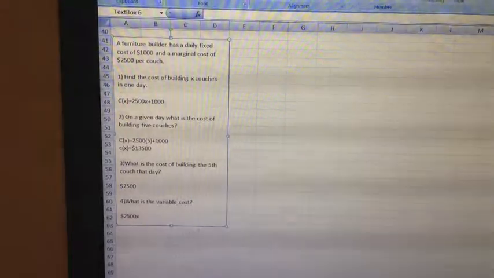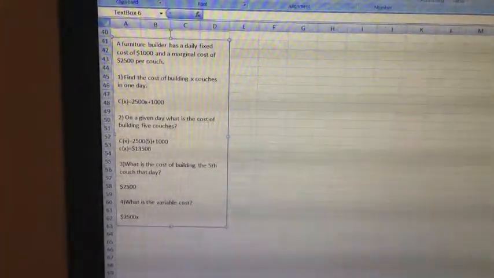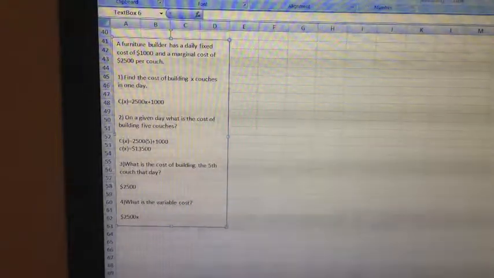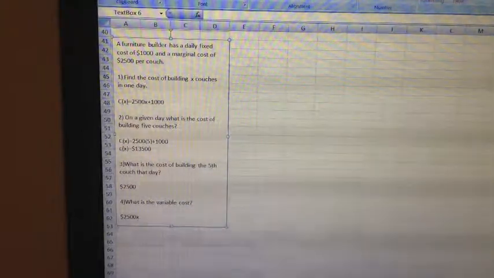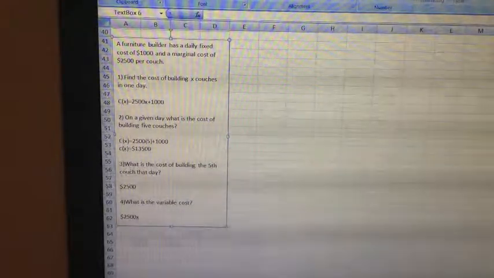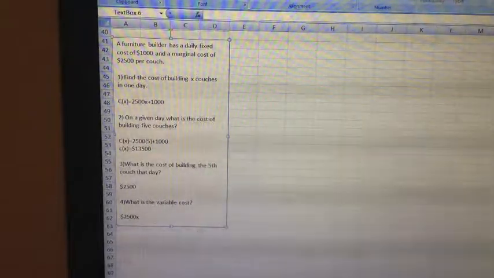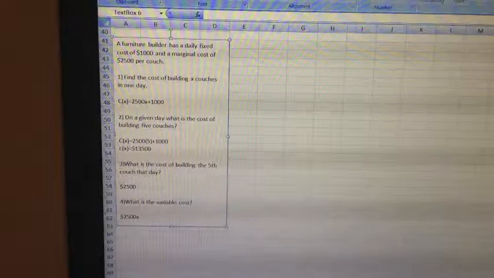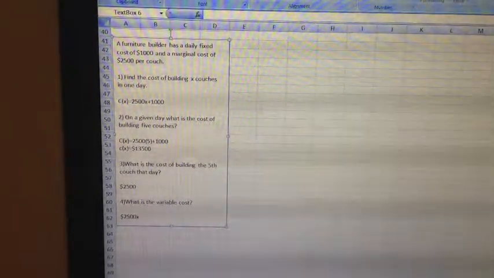So what we're going to do is take the format f(x) = mx + b, the linear function equation that we've been using, and substitute in our values to find our cost function. So m becomes our marginal cost and b becomes our daily fixed cost. So when we plug all that in, we have that our cost function equals 2,500x + 1,000.